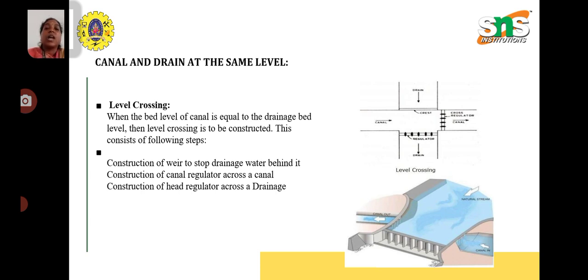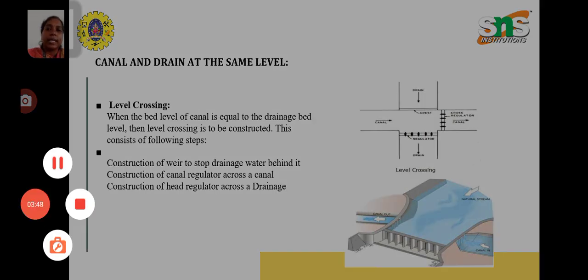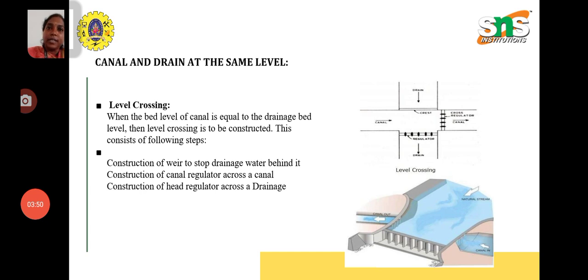First one, we have to construct a weir. We have already seen that a weir is a structure used to stop the water. It is like a small dam. We can construct it in natural streams or canals or wherever we have to stop the water. We go for weirs, and barrages are also available.